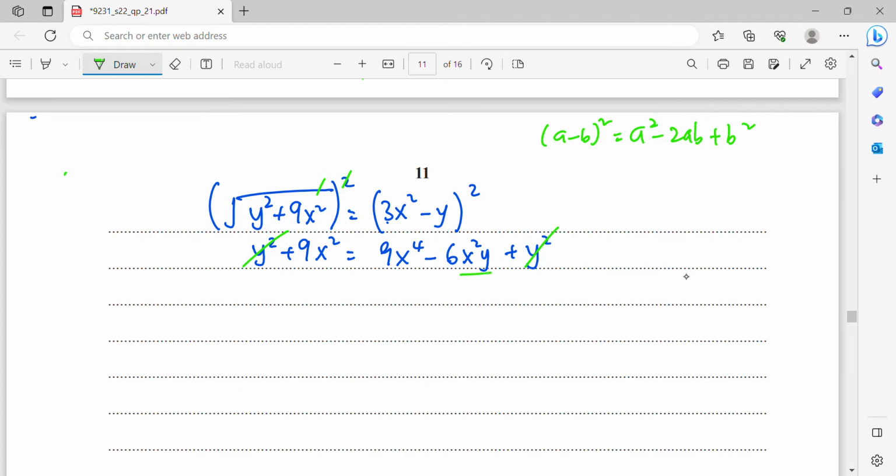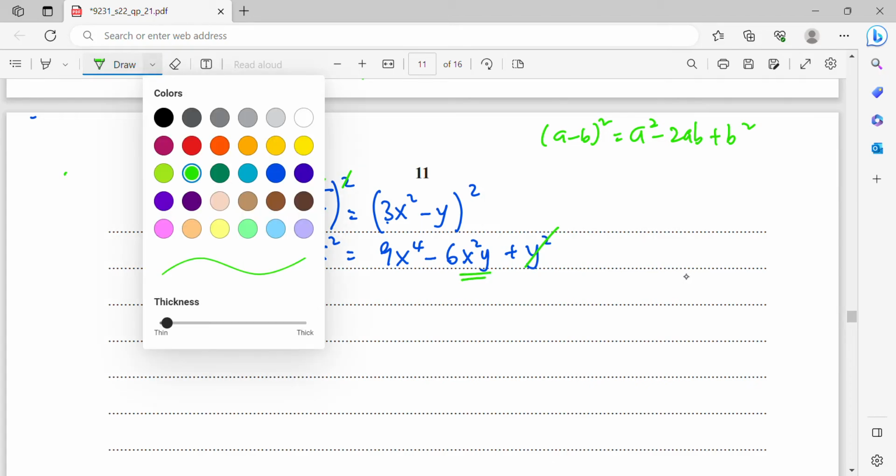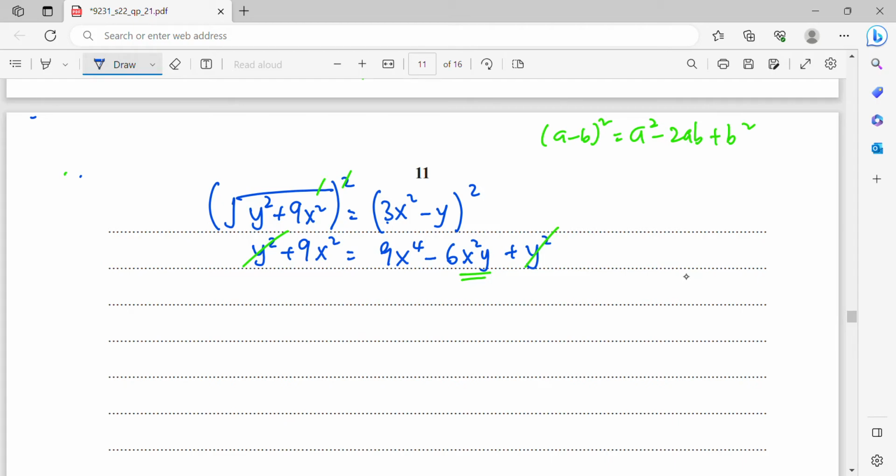And then I keep this as one term on one side. So I will move it to the left hand side, and then the 9x squared will be moved to the right hand side. So 9x to the power 4 minus 9x squared. Right, so now my y, because we need to get y.